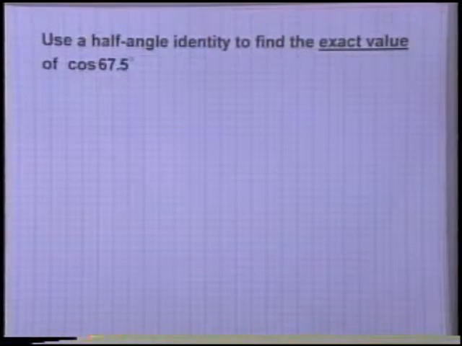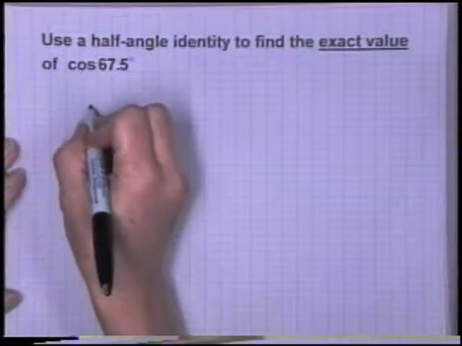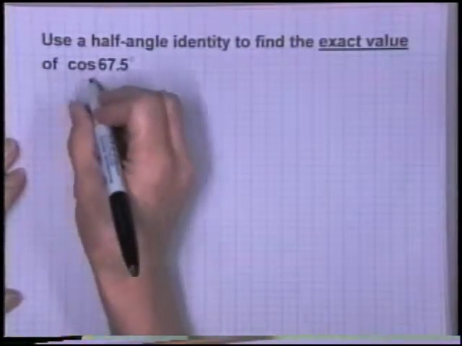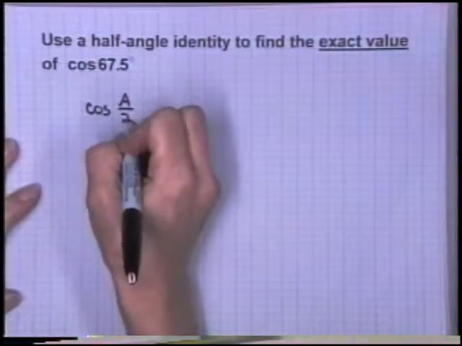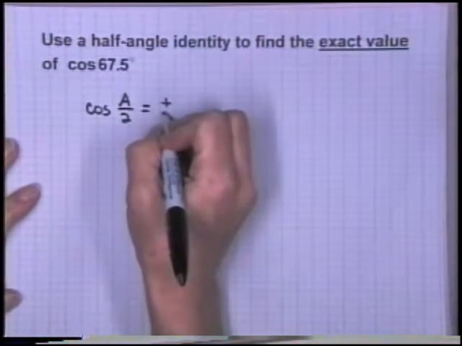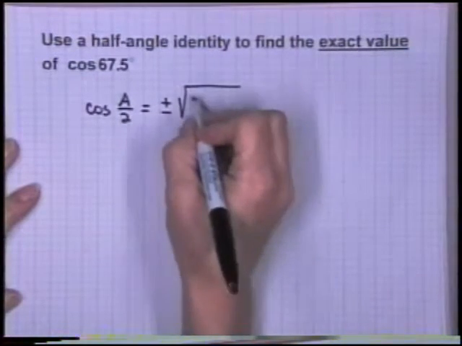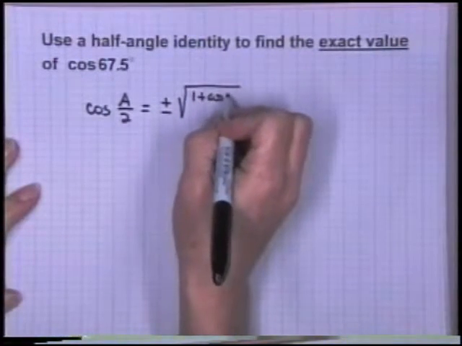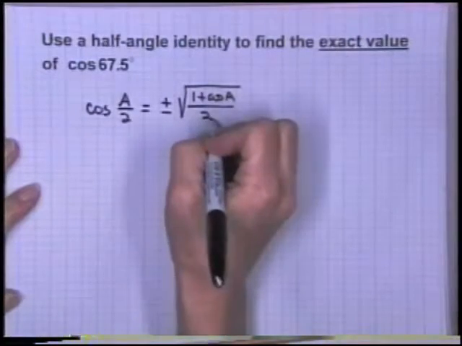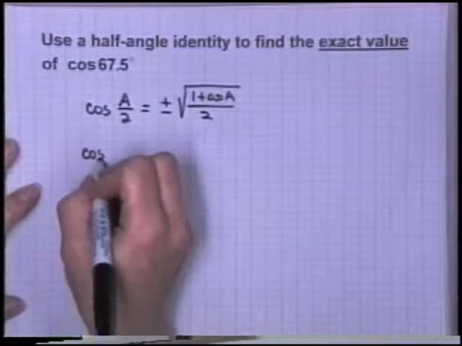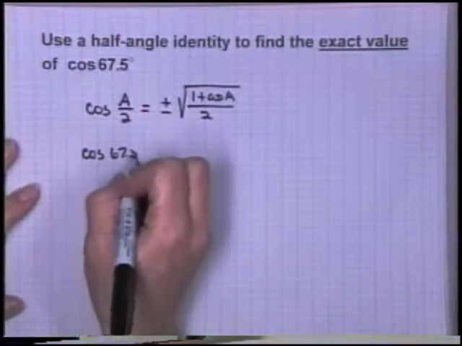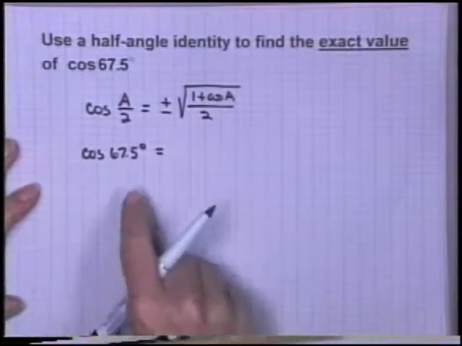Use a half angle identity to find the exact value of the cosine of 67.5 degrees. Now, he said again to use a half angle identity. I'm working with the cosine function here. So the cosine of a over 2 is plus or minus the square root of 1 plus the cosine of a, all divided by 2. So we're going to work with this formula. I have the cosine of 67.5 degrees here.